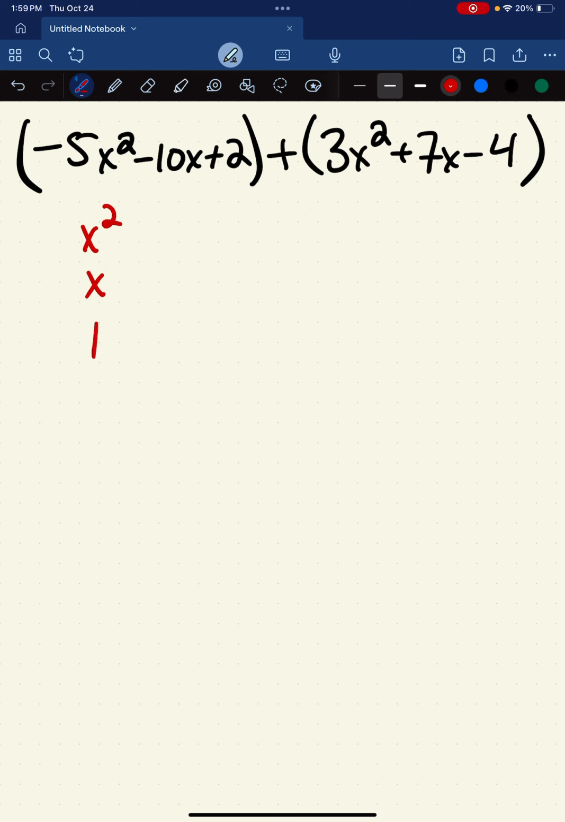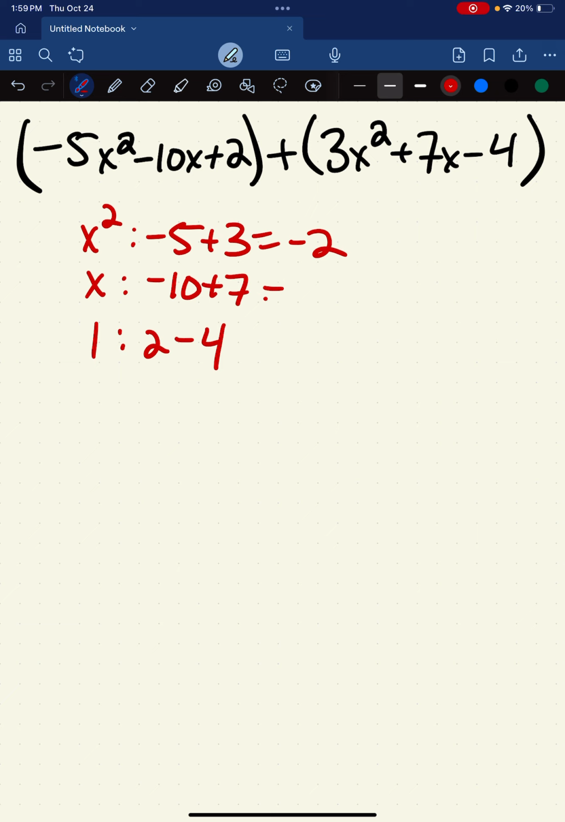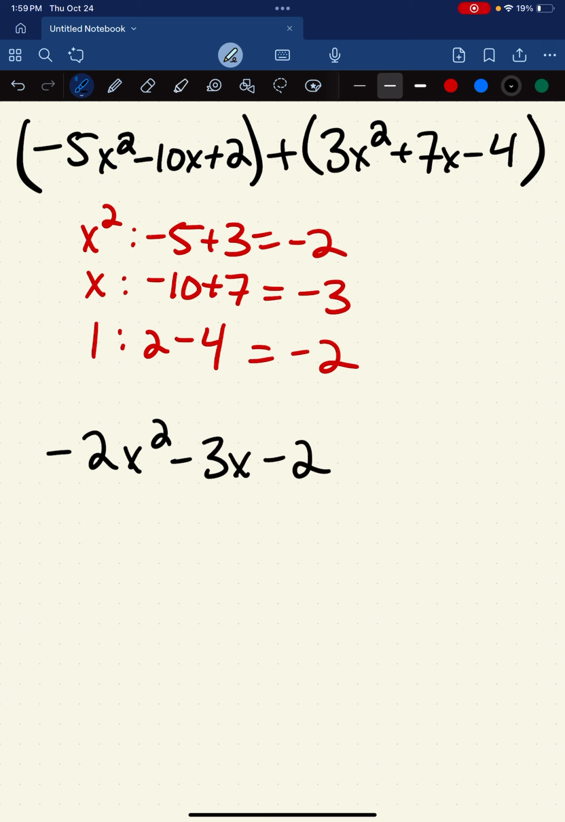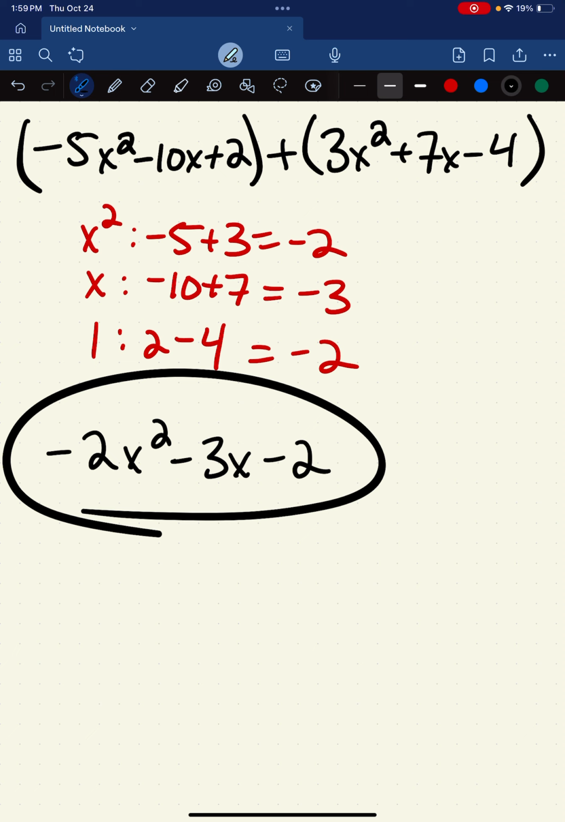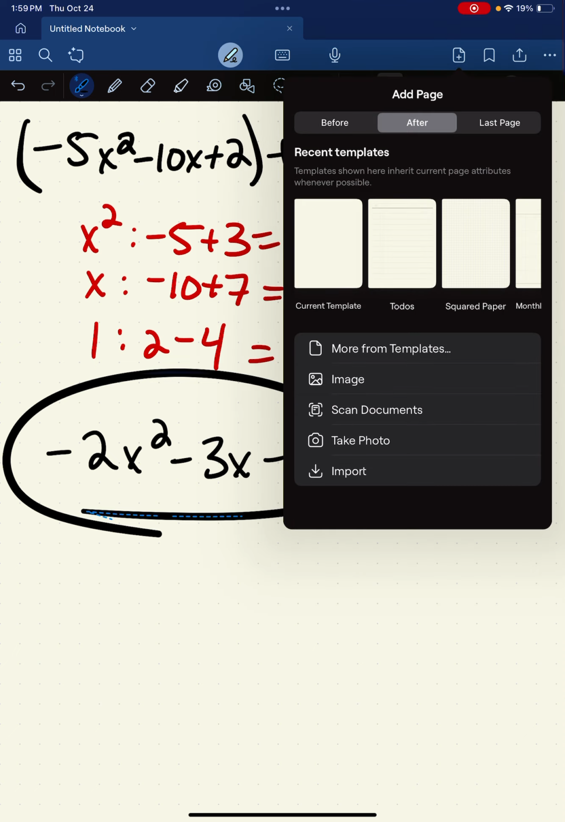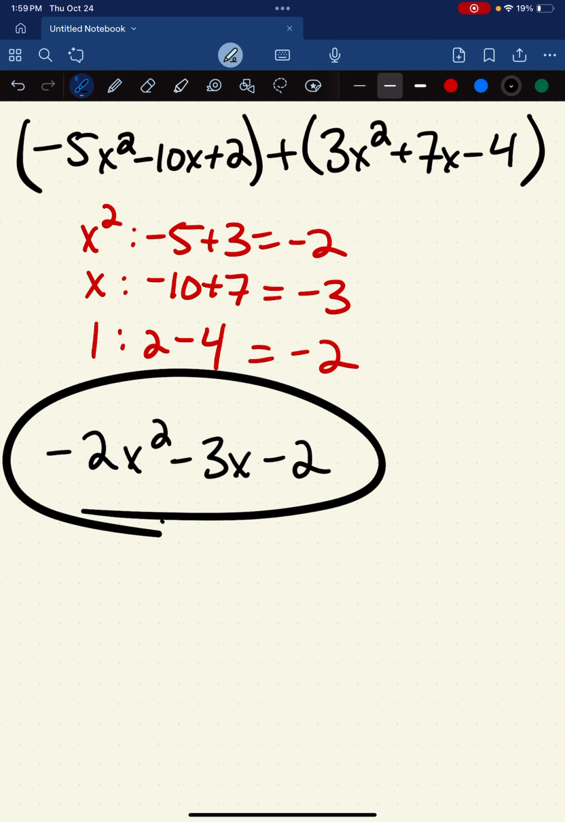We do this. We have x squared, we have x's, and we have 1's. We have negative 5 and a 3. We have a negative 10 and a 7. And we have a 2 and a negative 4. Negative 5 and 3 is negative 2. Negative 10 and 7 is negative 3. 2 minus 4 is negative 2. So our final result is negative 2x squared minus 3x minus 2. That's our polynomial.